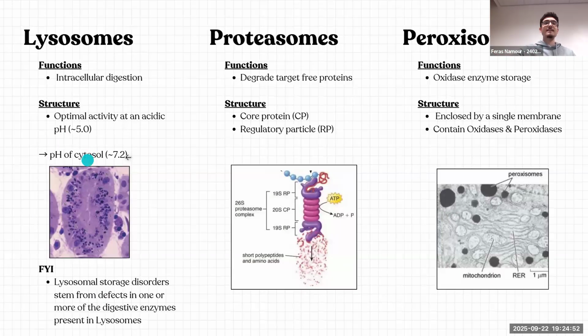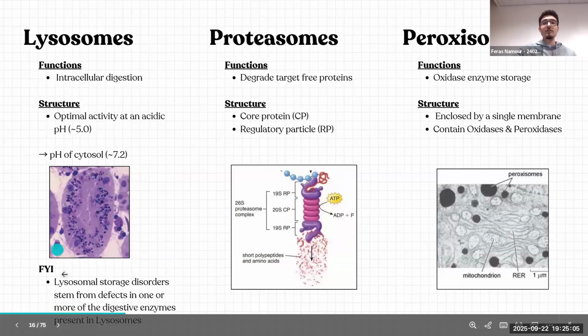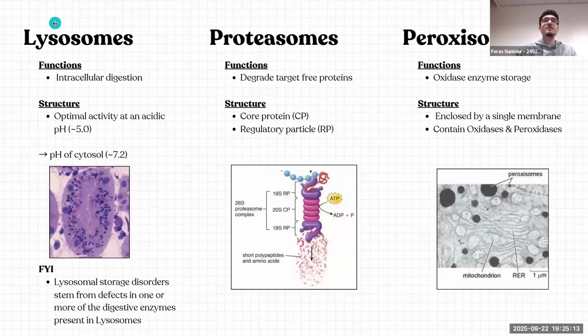Usually the cell is maintained and the cytosol has a pH of 7.2. So when the acidic pH inside is not met outside, these enzymes will be neutralized and won't cause a problem. But for your info, you're going to sometimes have lysosomal storage disorders stemming from different structures and gene mutations. So lysosomes, intracellular digestion, that's the function.